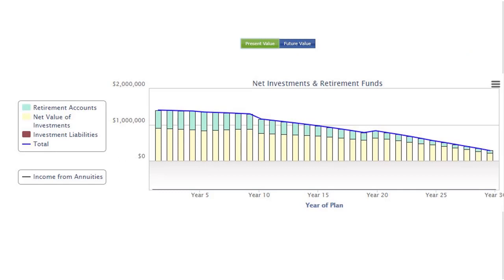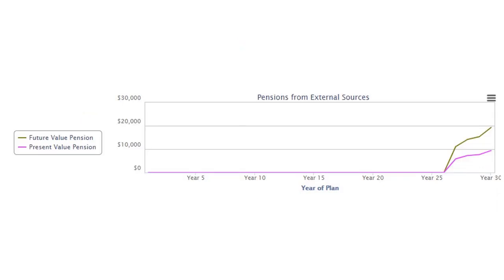The graph for net investments and retirement funds show the total value of these funds for each year. The last graph demonstrates when you may be entitled to the age pension. If you had any other non-means tested pensions, these would be included as well. Note that the money from pensions is not included in the retirement income. It is paid directly to the budget.